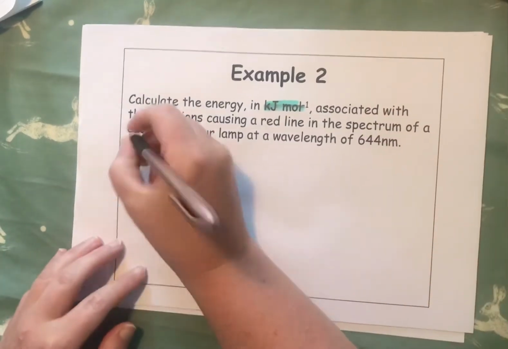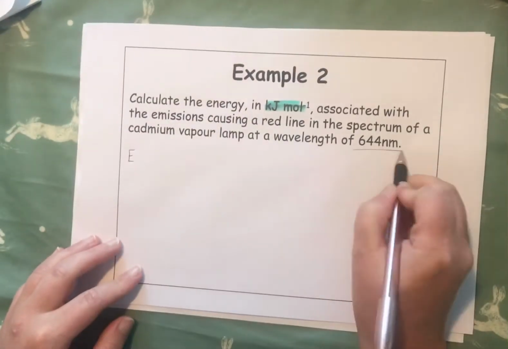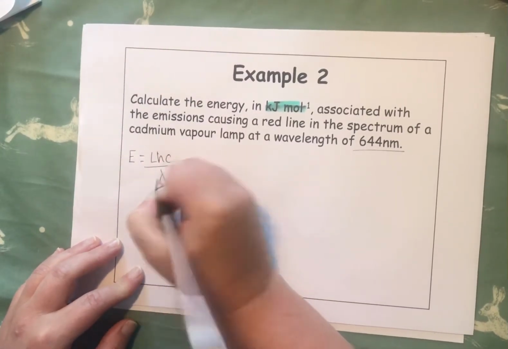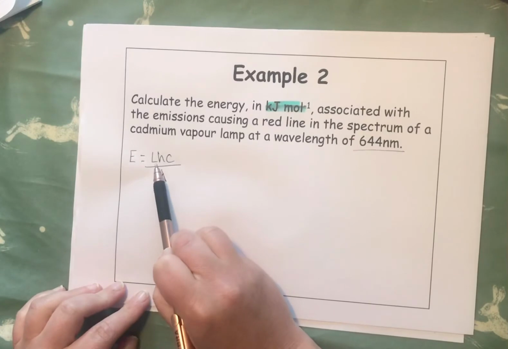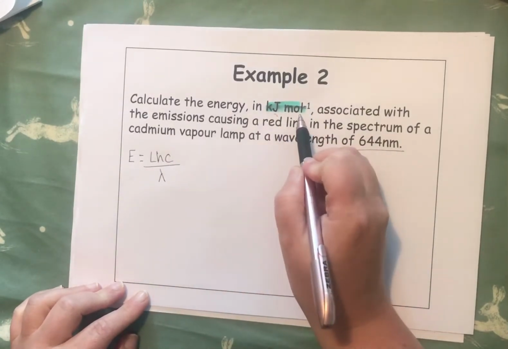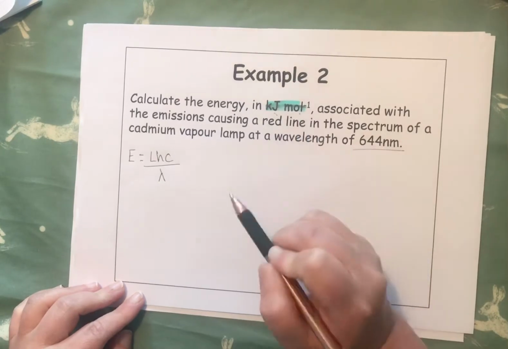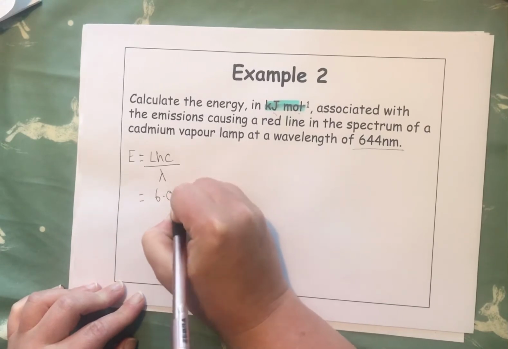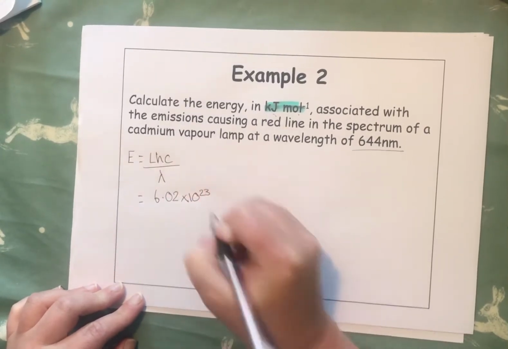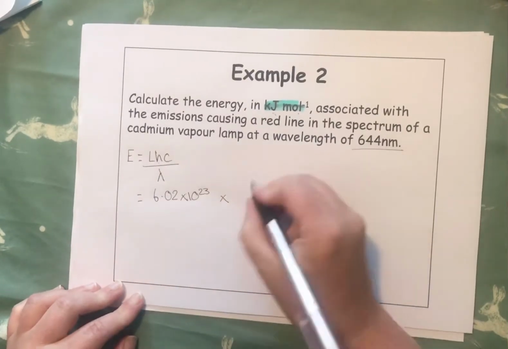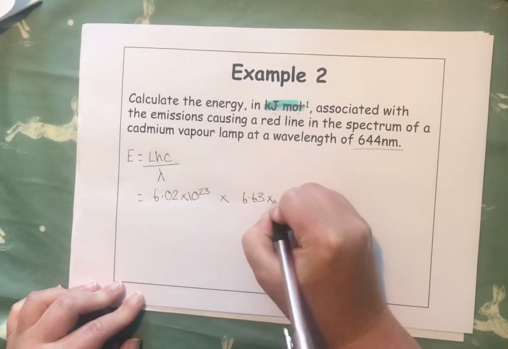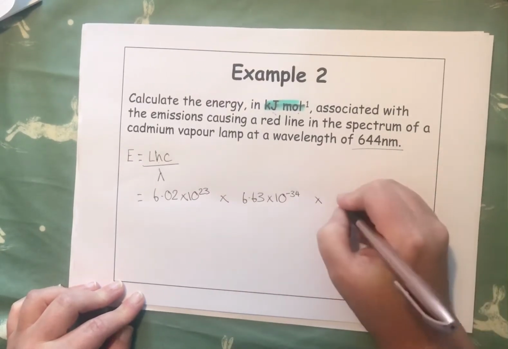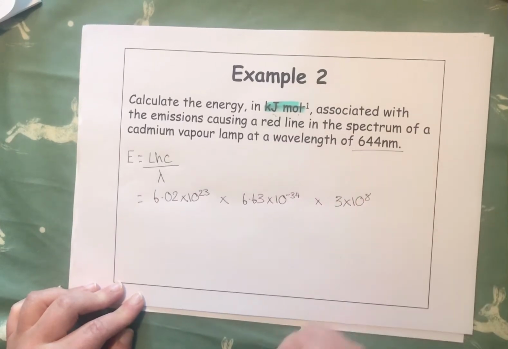So we're working out energy and we're given a wavelength. So, L h c over wavelength. I know I need to use Avogadro because the unit includes per mole. So what I need to do here is plug in Avogadro, 6.02 times 10 to 23, multiplied by Planck's constant, 6.63 times 10 to negative 34, multiplied by c, the speed of light, 3 times 10 to the 8.